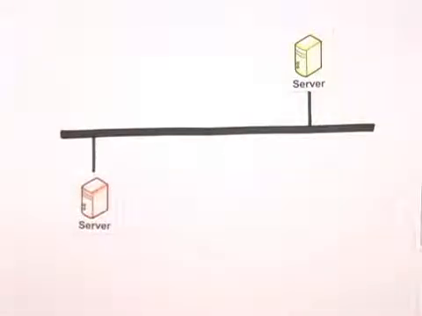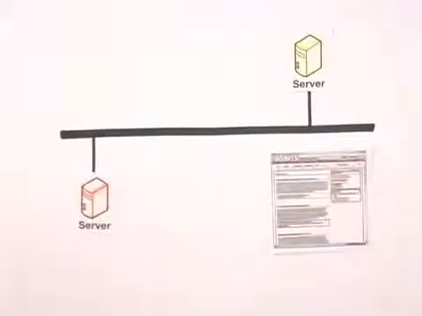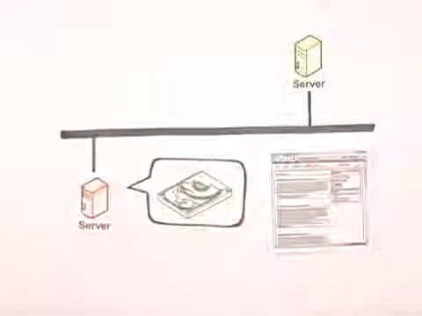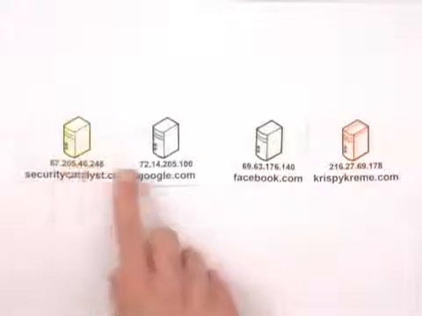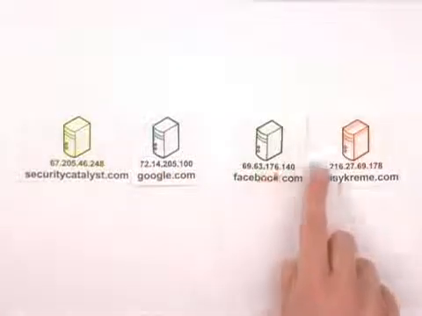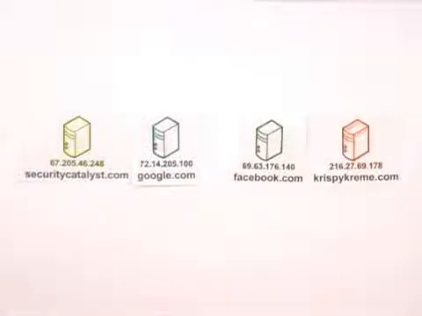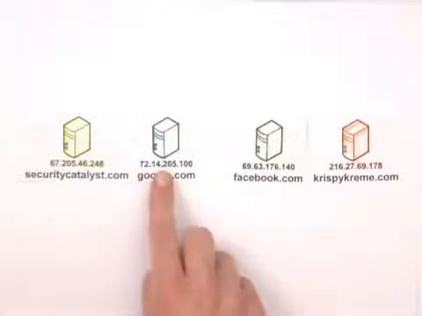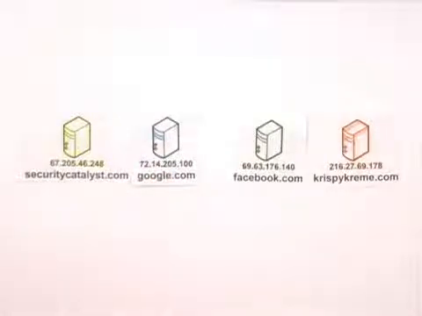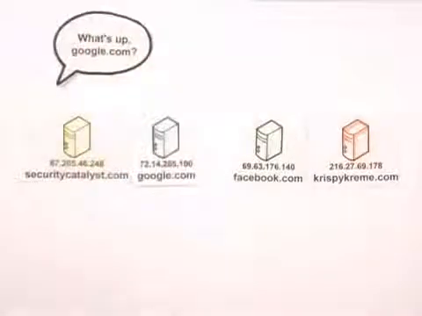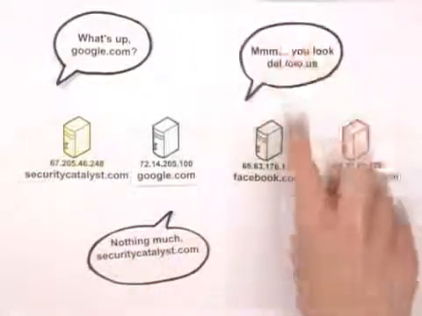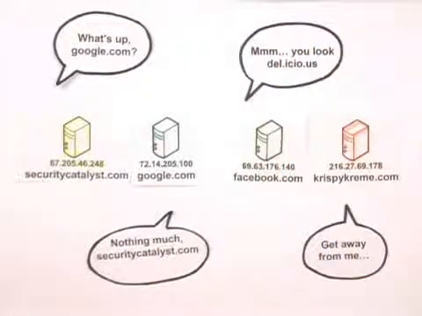A server is a special computer connected directly to the Internet, and web pages are files on that server's hard drive. Every server has a unique Internet Protocol address, or IP address. Just like a postal address, IP addresses help computers find each other. But since 72.14.205.100 doesn't exactly roll off the tongue, we also give them names like Google.com, Facebook.com, or SecurityCatalyst.com.